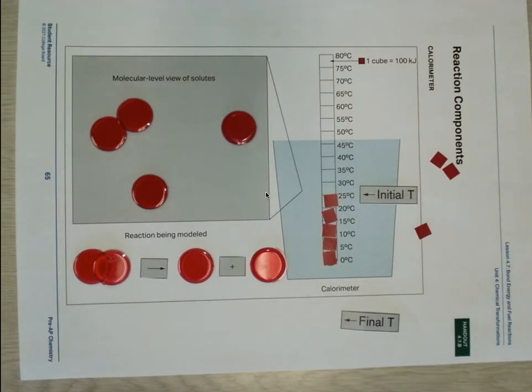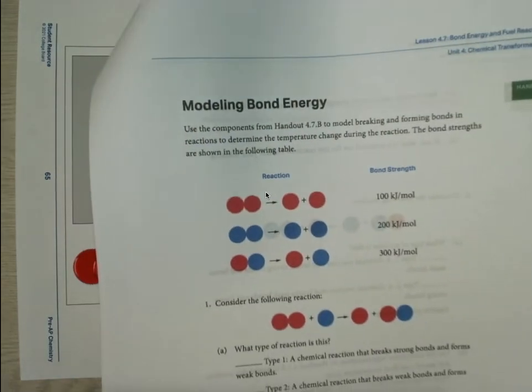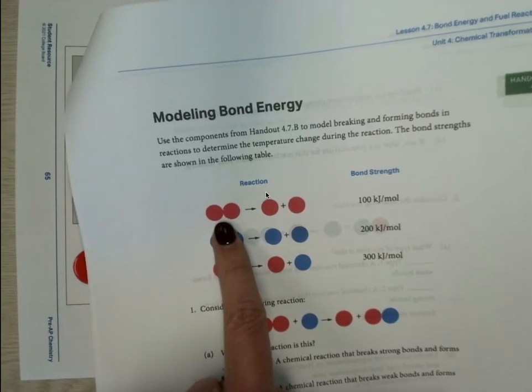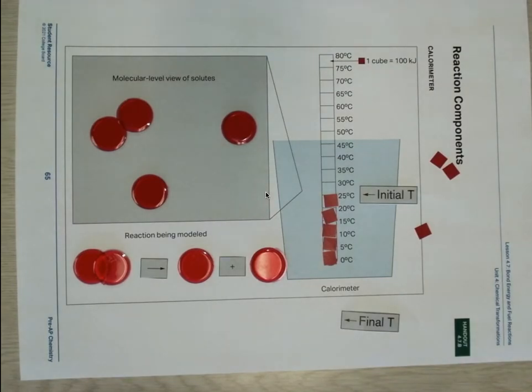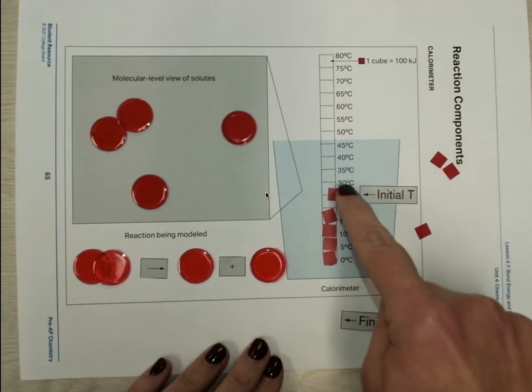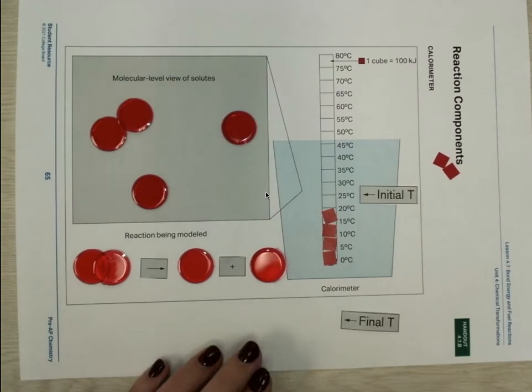When I break that bond, what ends up happening, if you look at the table at the front of handout 4.7, it gives you the bond strength. You've got these two reds, and when you break them up, that bond strength is 100 kilojoules per mole. So when I break up that mole, that means that took 100 kilojoules to do, and so I'm going to take 100 kilojoules, one of these cubes, away. Ooh, that's fun, right?